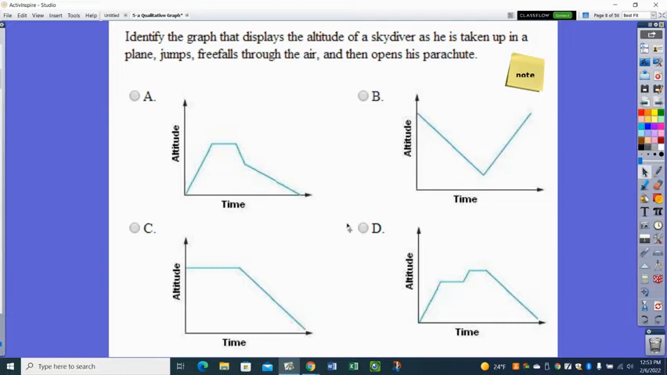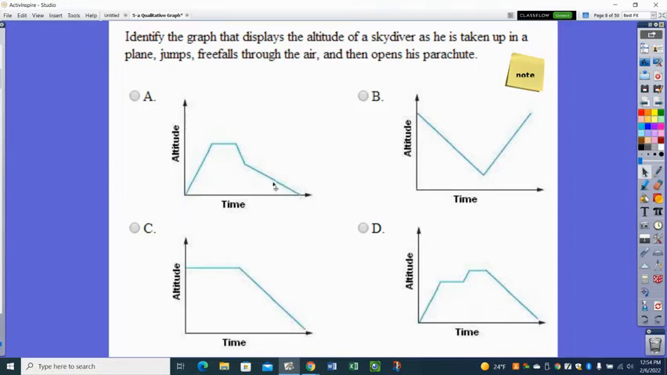So first of all, notice C, you're starting already off the ground. This one said that you were taken up in a plane. So both B and C are starting at time zero already in the air. So it has to be one of these two to be taken up in a plane. If you notice here, you're taken up in a plane, then you're cruising, then you drop kind of quickly, and then you slowly continue your trip down.